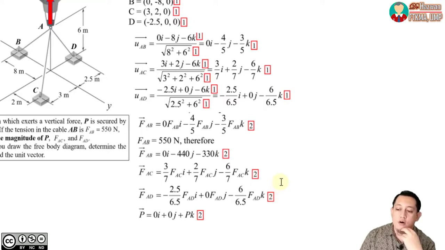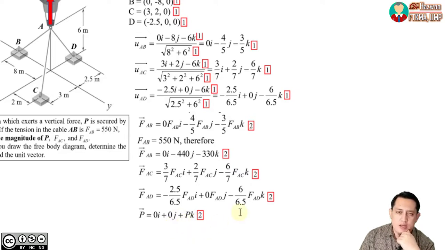And then for P here. Okay. P here. So the direction is in Z direction only. So we only have Z direction, which is P. Okay. The magnitude is also P. Okay. No magnitude in X direction. No magnitude in Y direction. So only this one.